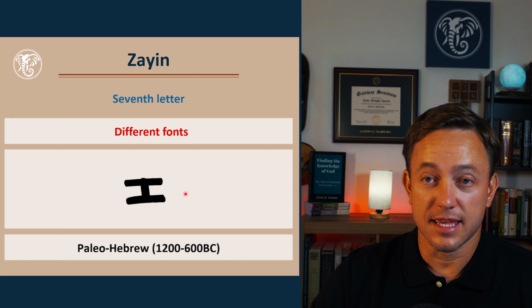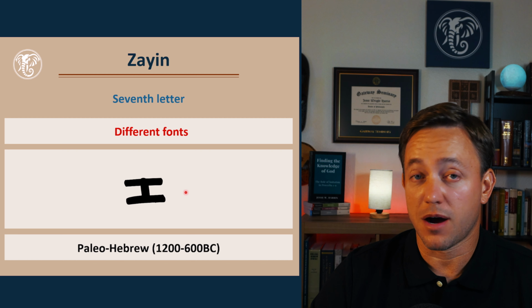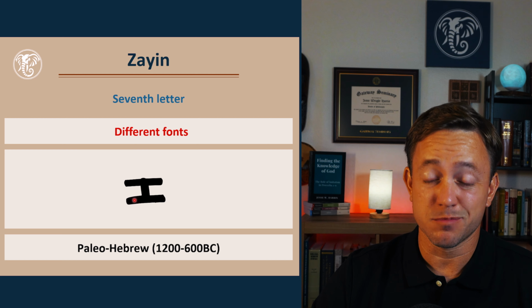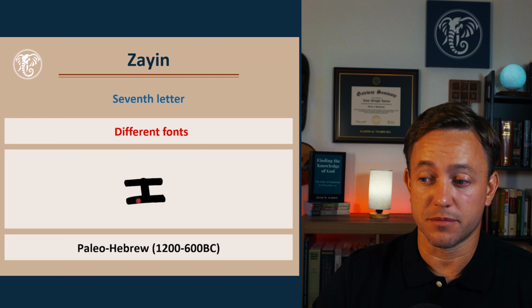But again, in our more modern Babylonian square script version, they kind of just simplified it, right? And they left off this bottom piece, right? And you get left with just this middle and the top piece.